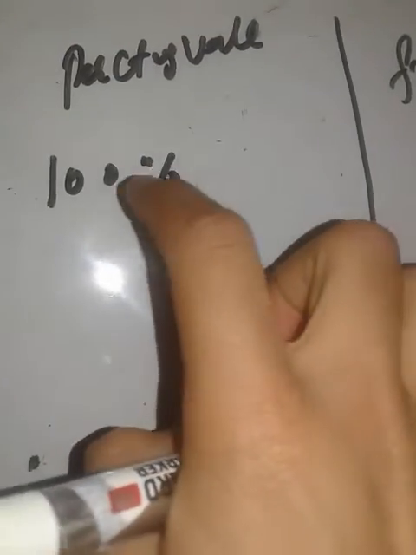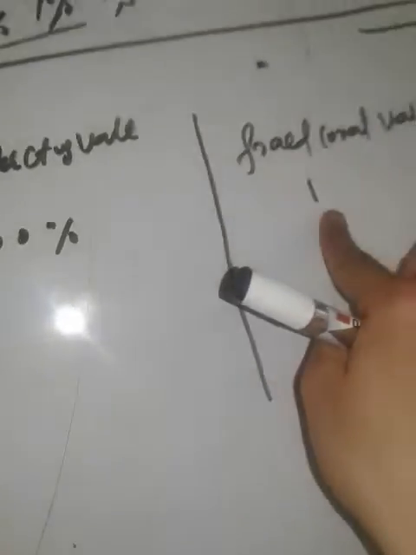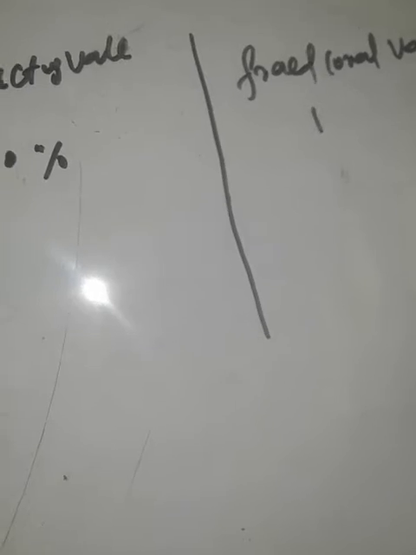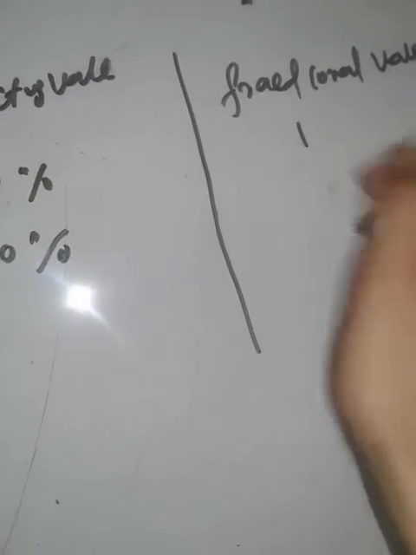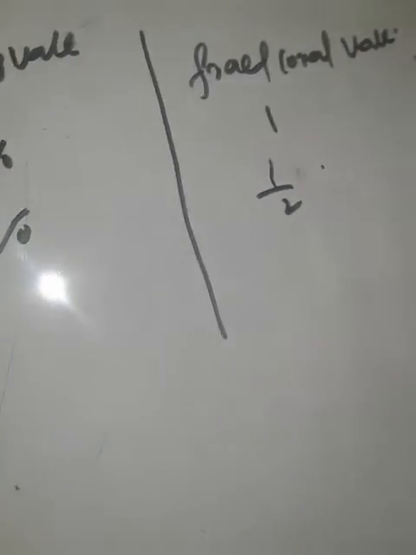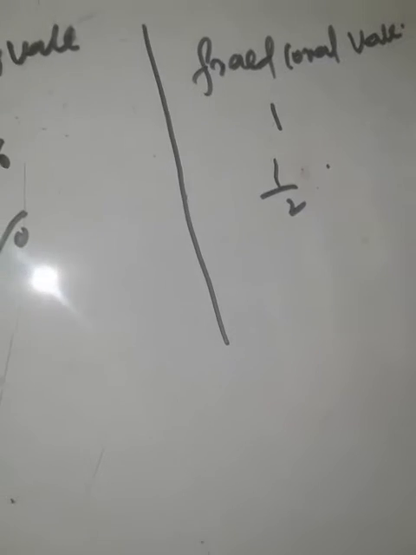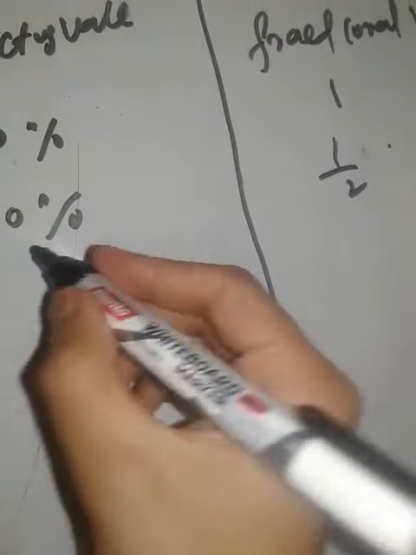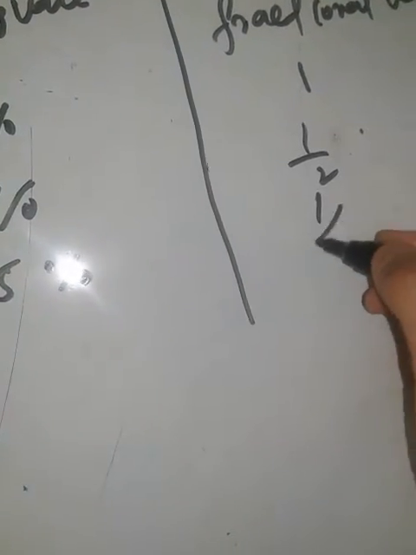So what if 100% represents 1? Which number will represent 50%? Simple, it is 1 by 2. So 50% will represent 1 by 2. What number will represent 25%? Simple, it is 1 by 4.